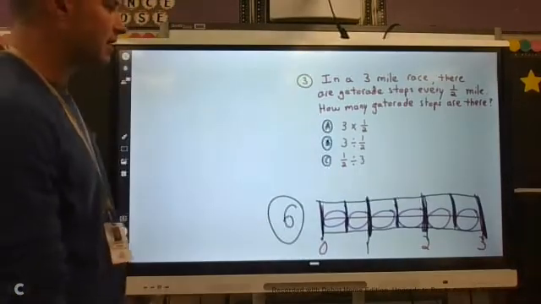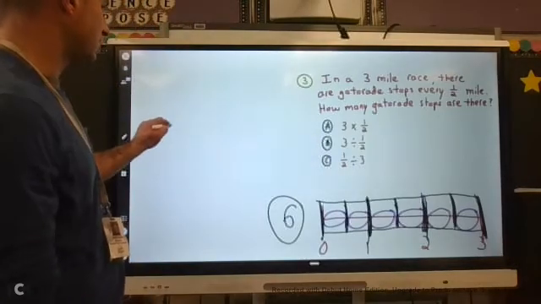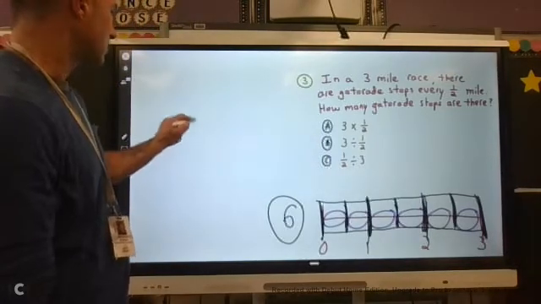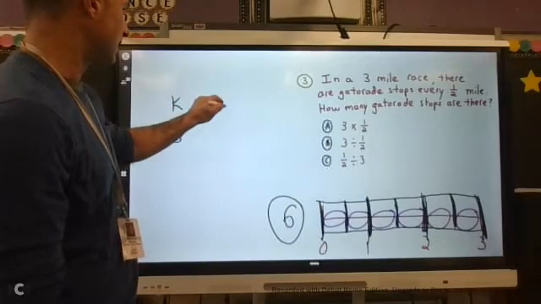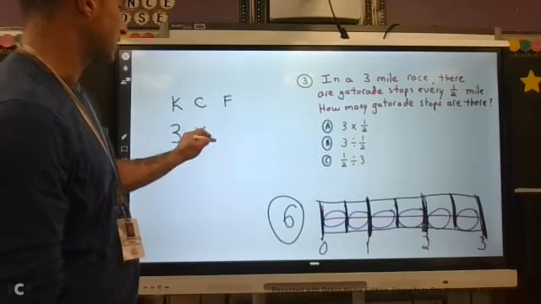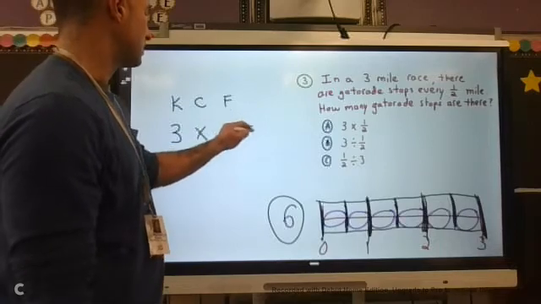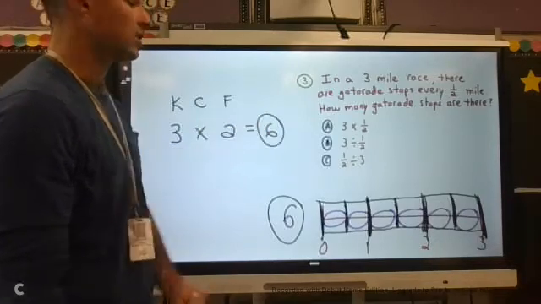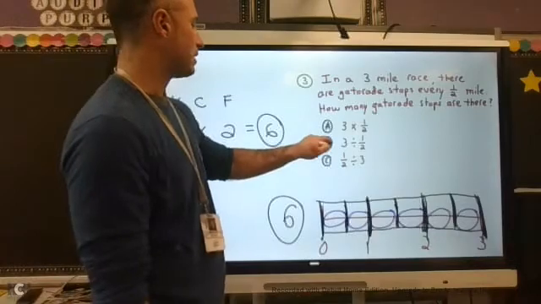Okay, so if you decided B was what you had to do, you do 3, keep change flip. 3, you change it to multiplication, and you flip the 1/2 to 2. Is that going to give you 6? Yep. Which is why B would be the answer here.